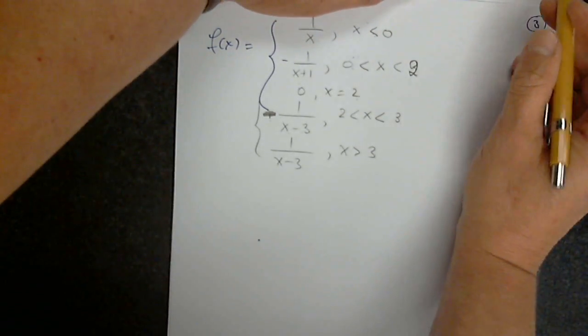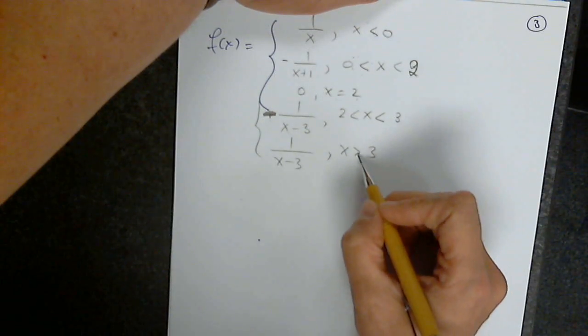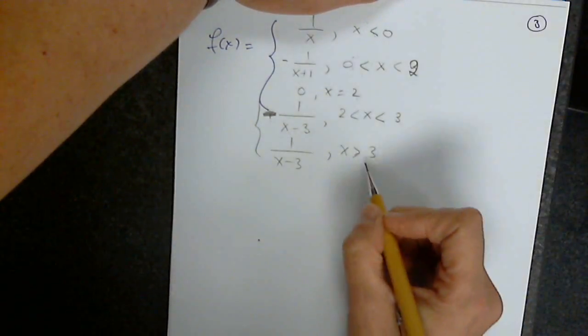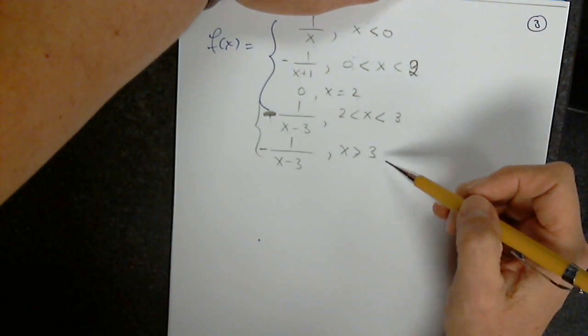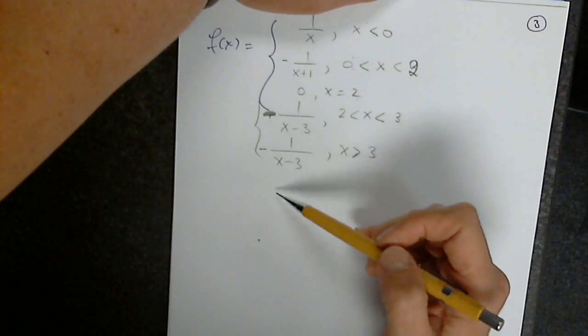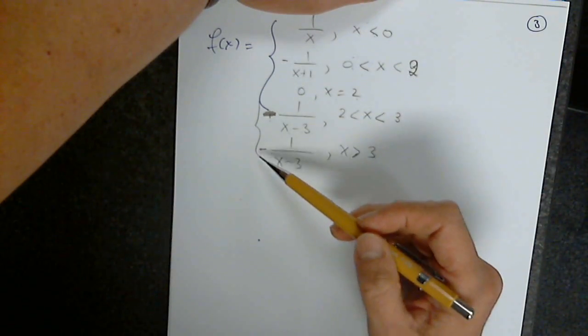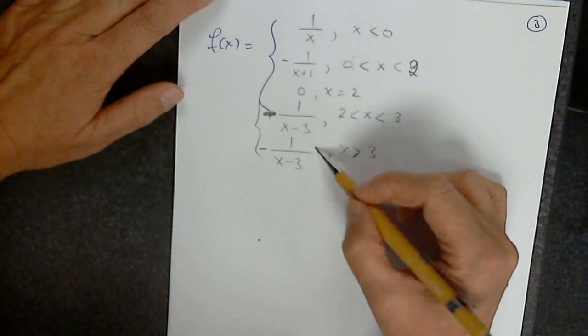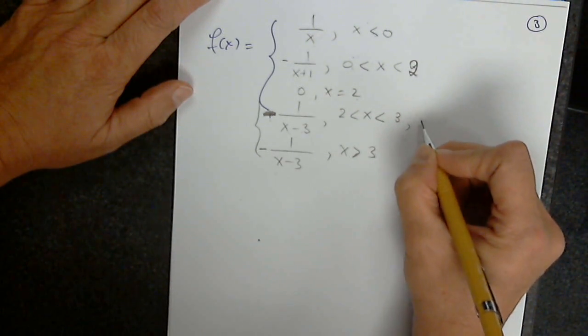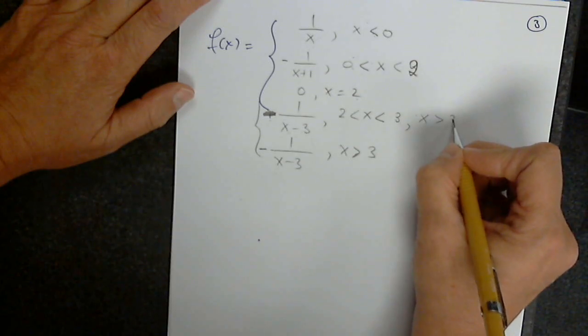So now on this side, I have 1 over x minus 3. To the right-hand side of 3, like 3.1, 3.1 minus 3 is positive, with the minus in front it will be negative. I can condense this and say union, or just also x greater than 3.